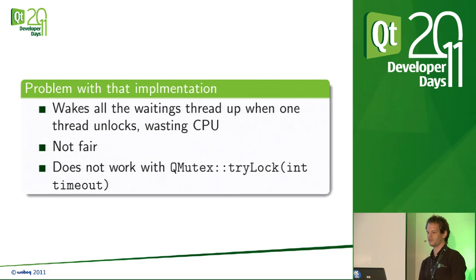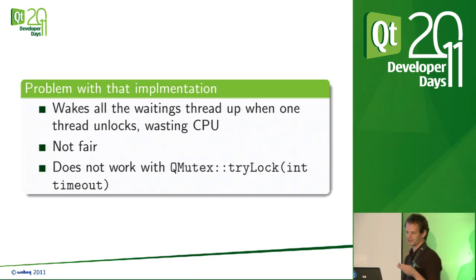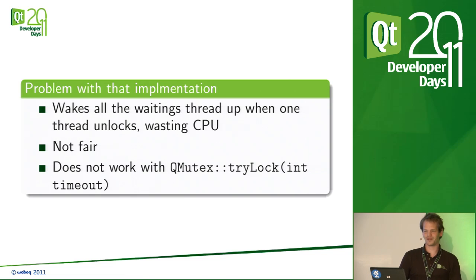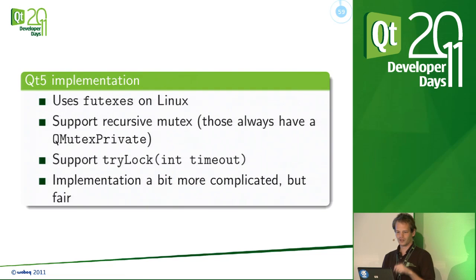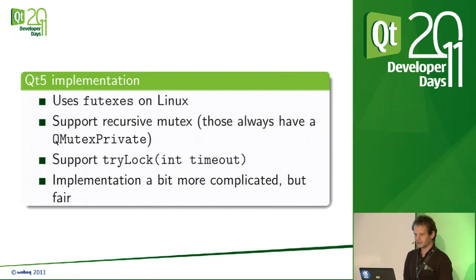The other problem is that it doesn't work with QMutex try-lock if you pass a timeout. So that's why the real implementation is a bit more complicated. So on Linux, all of what I've shown here is on all platforms but Linux. Because on Linux we use futexes, so it's basically exactly the same principle but implemented in the kernel directly.